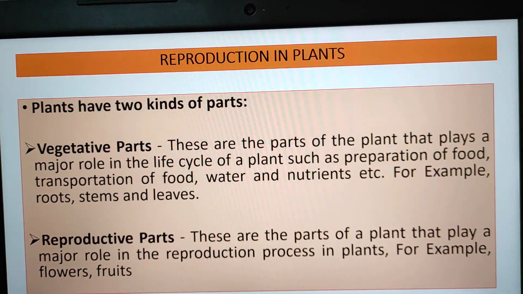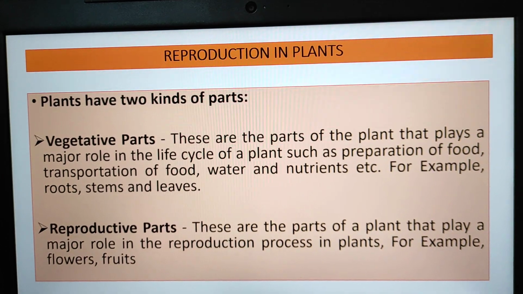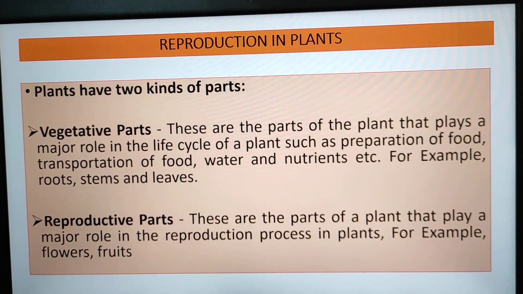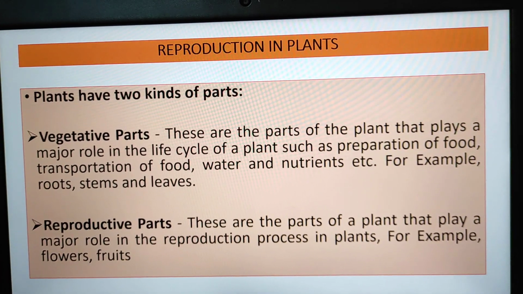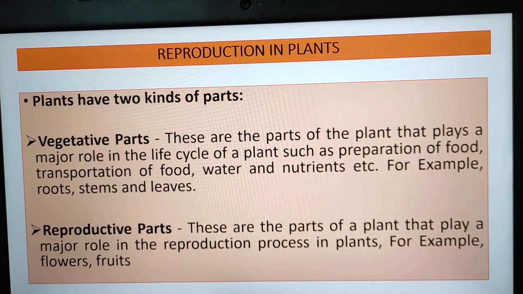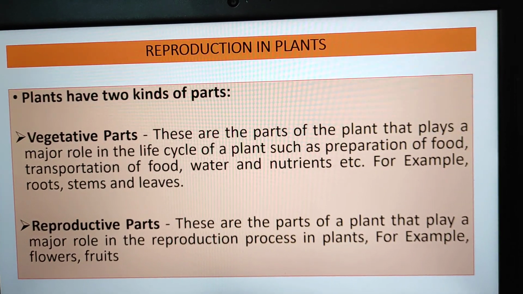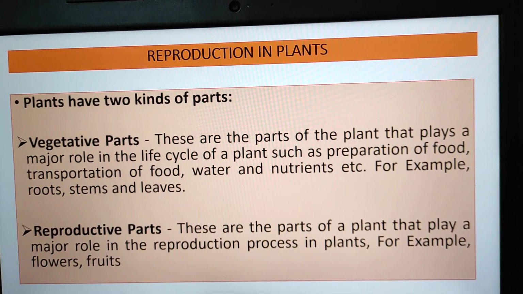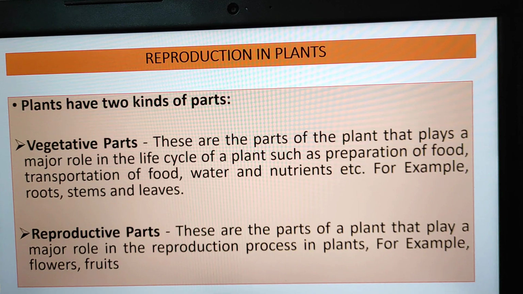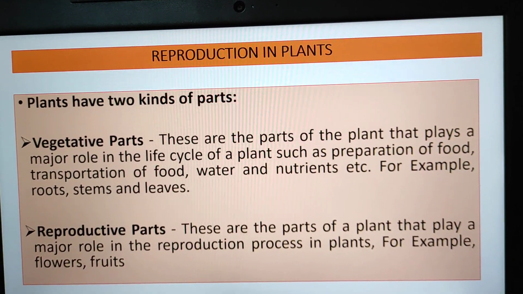So let's start with reproduction in plants. So as you know, children, plants have two kinds of parts: vegetative parts and reproductive parts. As you know, the vegetative parts are the root, stem and the leaves. So these are the parts of the plant that play a major role in the life cycle of a plant, such as preparation of food, transportation of food, water and nutrients, etc. So the examples are root, stem and leaves.